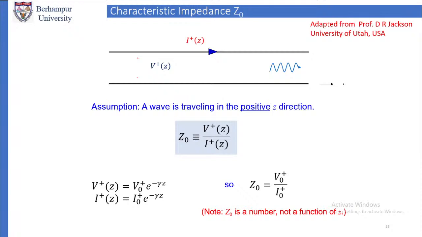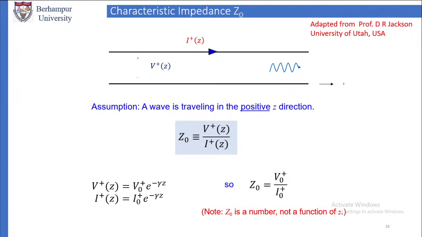Now what is V plus? V plus is V0 plus exponential minus gamma z. I plus is I0 plus exponential minus gamma z. So V plus by I plus is equal to V0 plus by I0 plus. So you can put Z0 is equal to V0 plus by I0 plus. So Z0 is a number. It is not a function of z, since V0 plus is the voltage at z equal to 0, and I0 plus is the current when z is equal to 0.